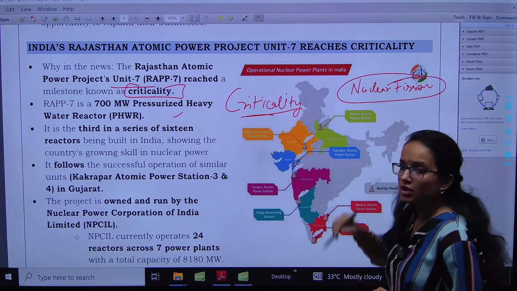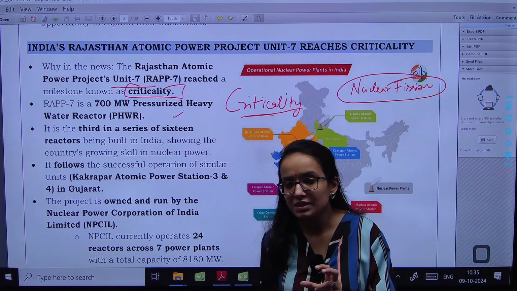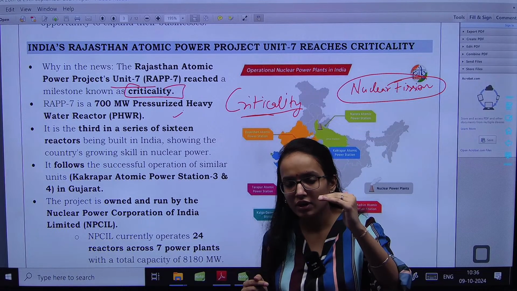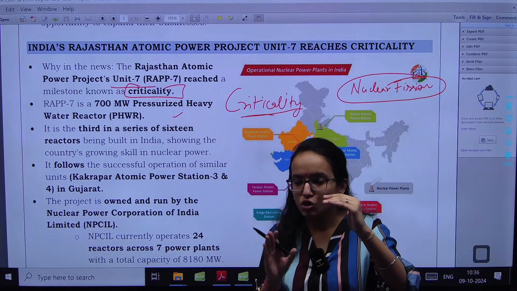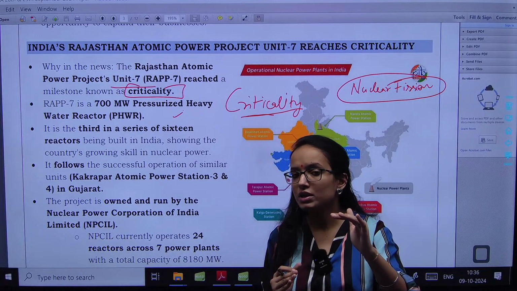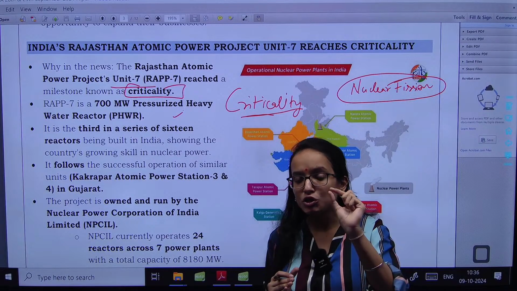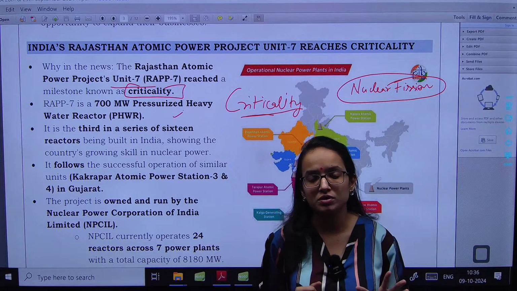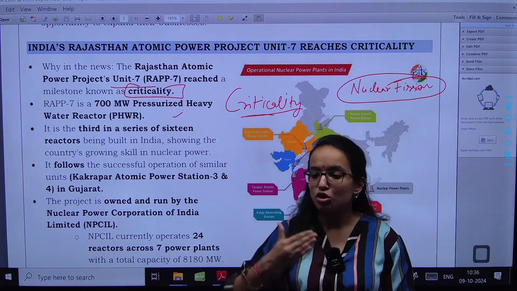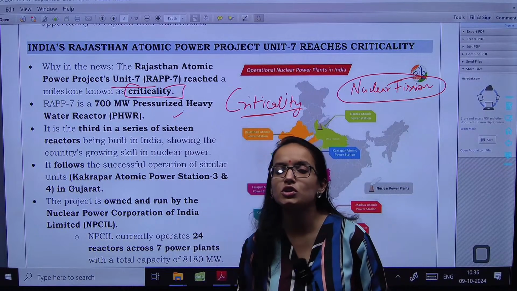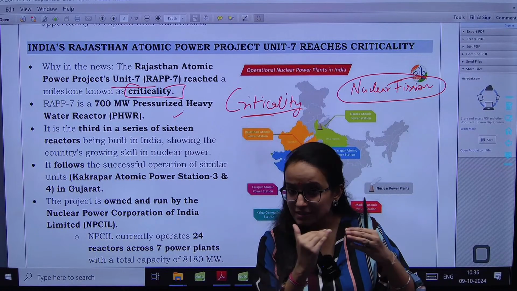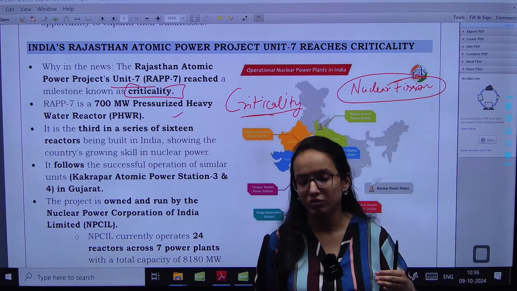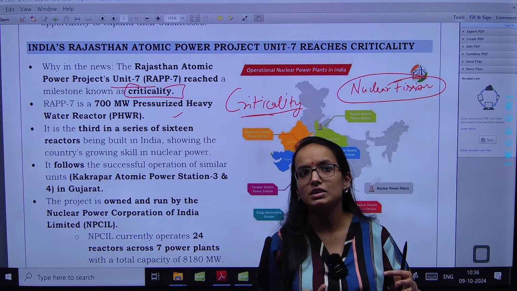Nuclear fission. So criticality means that the unit has been able to reach such a level where sustained nuclear fissions will be there. That means the neutrons generated out of this fission will be sufficient to further generate another chain of reaction, and this will be sustained. If it is sustained, then you will be able to generate power out of it. This is what is meant by criticality.